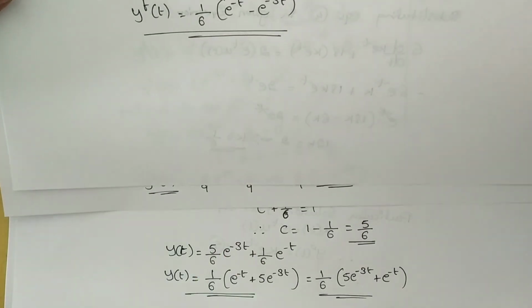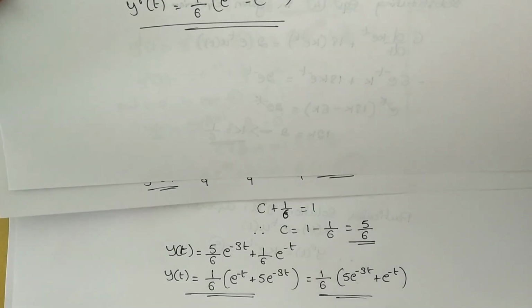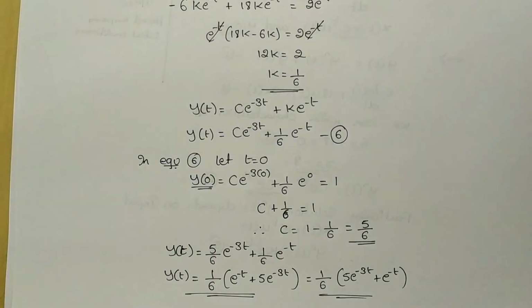Okay, if you get a chance to find the complete response, go for the complete response only when you are having both input as well as the initial conditions into considerations.